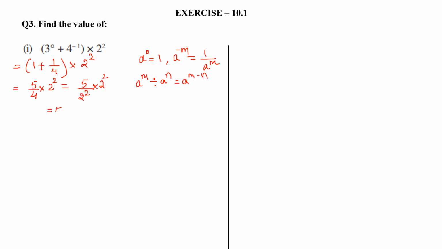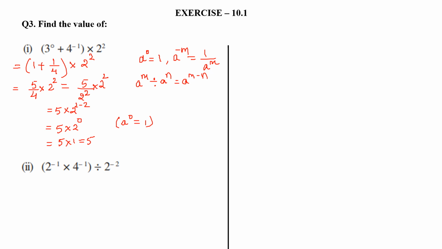So here I will use 5 into 2 to the power 2 minus 2, which will give me 5 into 2 to the power 0. So the value will be 5 into 1, which will give me 5. So here I have again used the law a to the power 0 equal to 1. So this is your first question. Now moving to the second question.